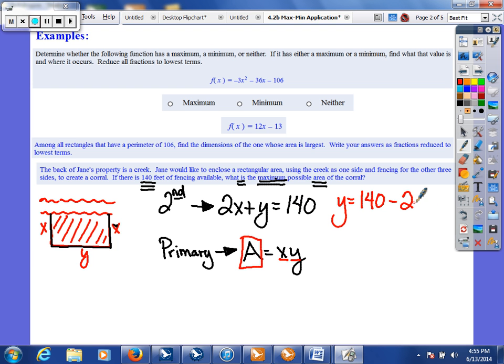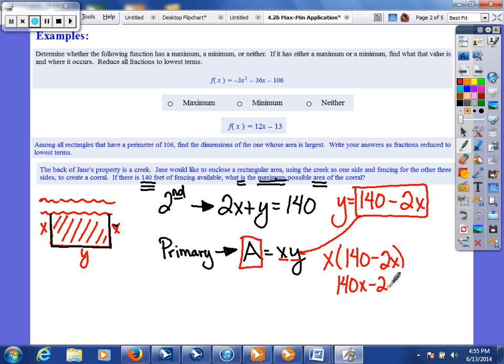I go ahead and subtract 2x. Now I know what y is. I substitute in for y. I get x times y, but y in this case is 140 minus 2x. I distribute. There's my quadratic. And now we can go ahead and find the vertex, the x value of the vertex, which is the opposite of b over 2a. Our b is 140. Don't let the order confuse you. All over 2 times a, which is negative 2.